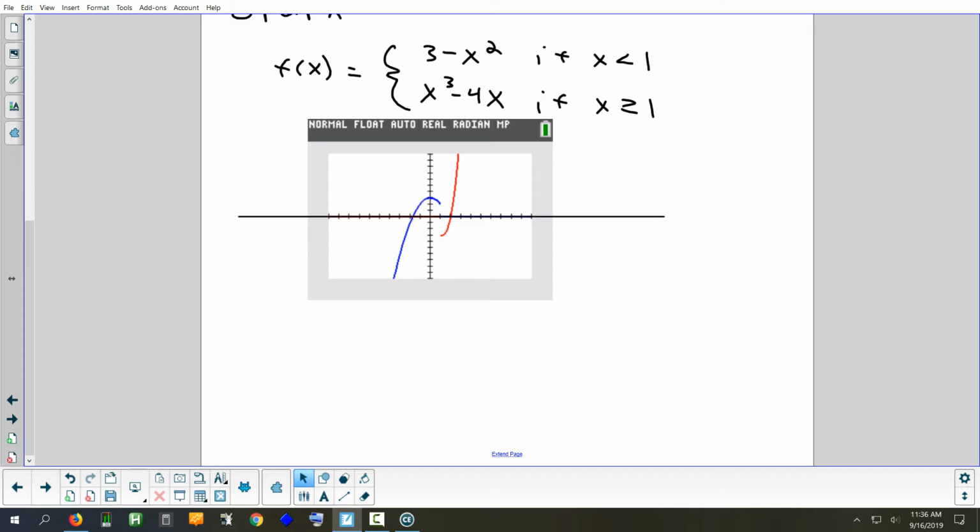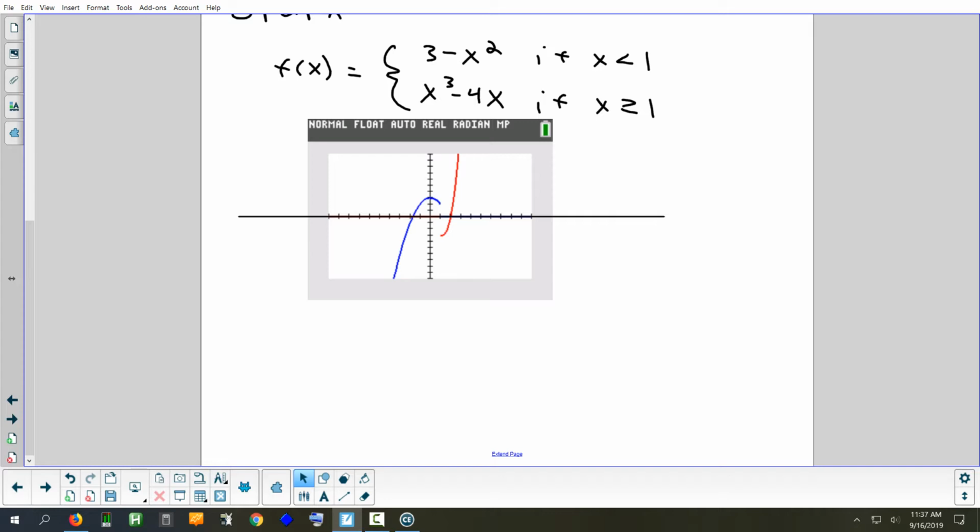You just have to put it in parentheses. But that's how you type in a piecewise function. Any question on that? Sometimes piecewise functions connect, sometimes they don't. This one doesn't connect. Just the way it is. Okay, so any questions? Yeah.